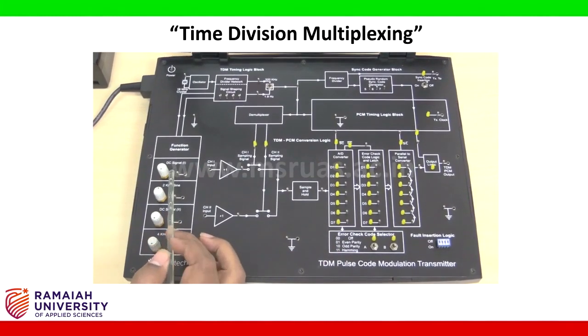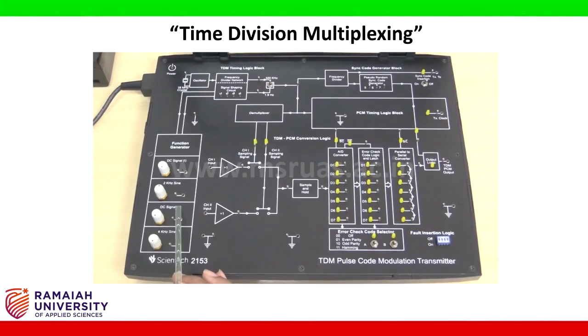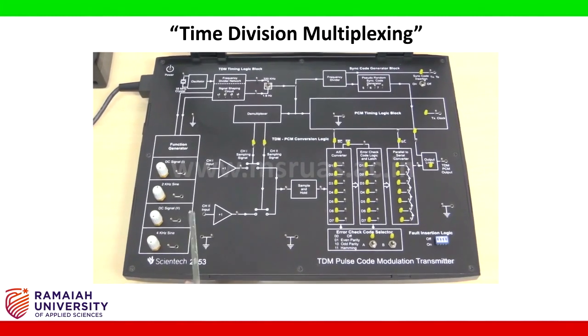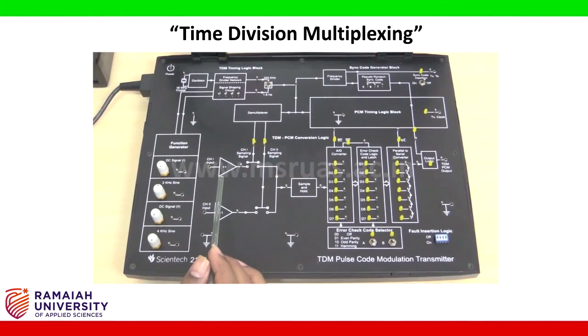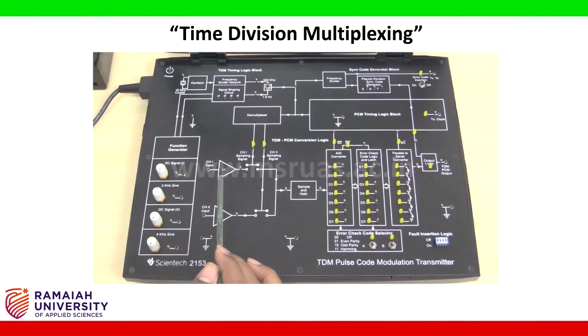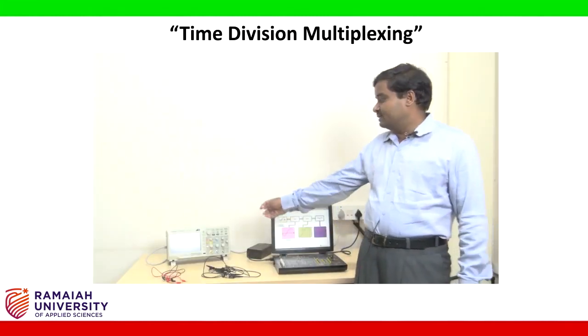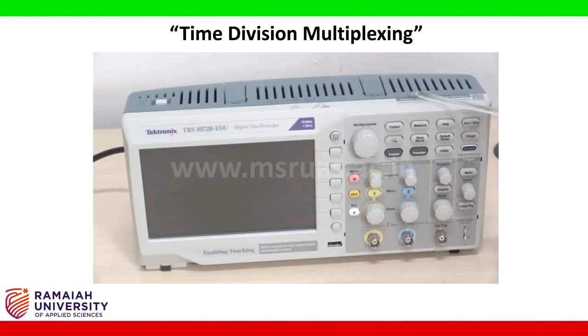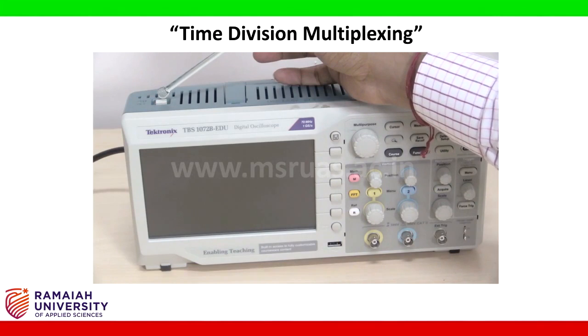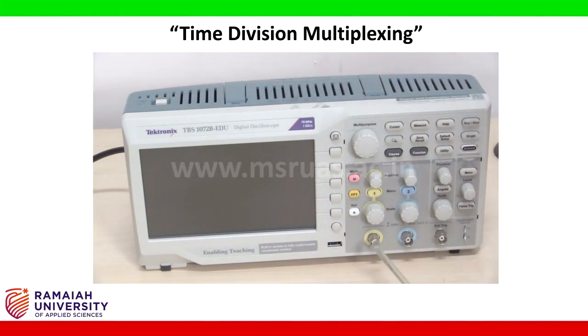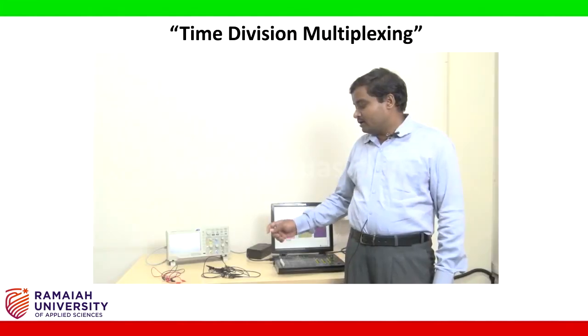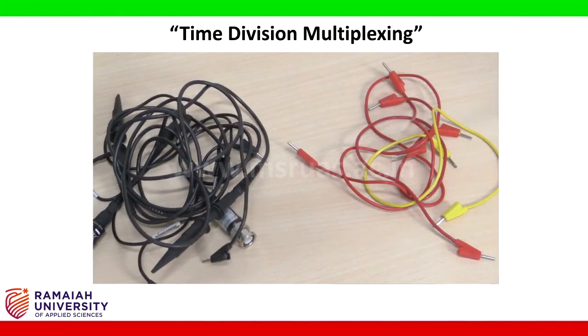We have DC signal in this board and 2 kHz sine wave, and DC signal 2 and the 4 kHz sine wave. So I will demonstrate by this experiment how in different time slots signal will be passed through a single channel. And this is the digital oscilloscope. Main power switch of this digital oscilloscope is this one, and we have two channels, channel 1 and channel 2. These are the magnitude adjusting knobs and these are the horizontal position adjusting knobs and this is the time scale adjusting knob, and the probes for the digital oscilloscope and the connecting wires.